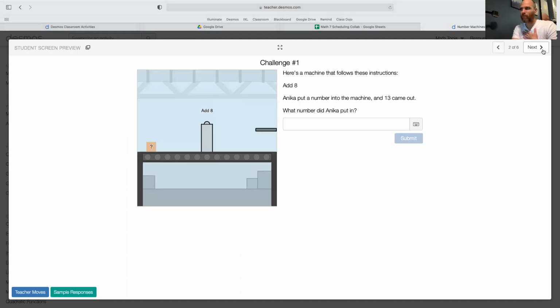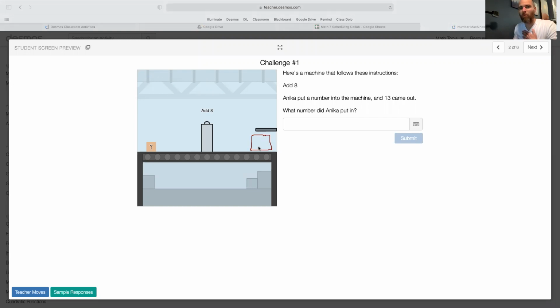Challenge number 1. Here's a machine that follows these instructions: add 8. So it's only a 1-stage machine. All it does is take a number and add 8. Annika put a number into the machine and 13 came out. So this time we don't know the input number, but we know something about the output. This is kind of how equations are. You don't know what number is going into it, but you usually know something about what comes out.